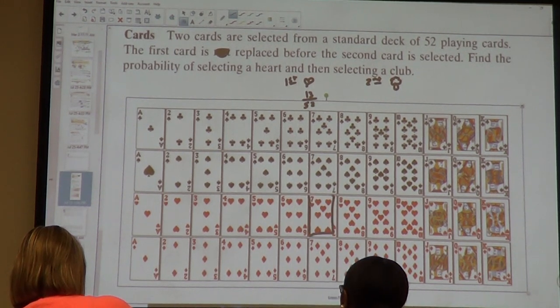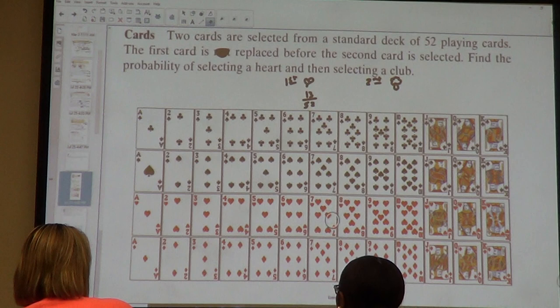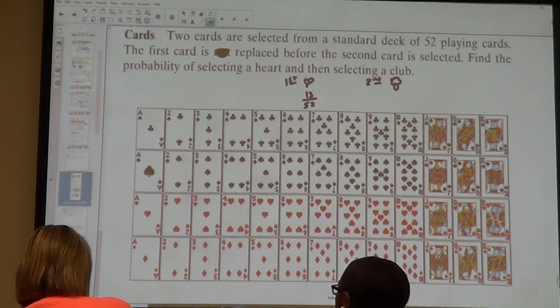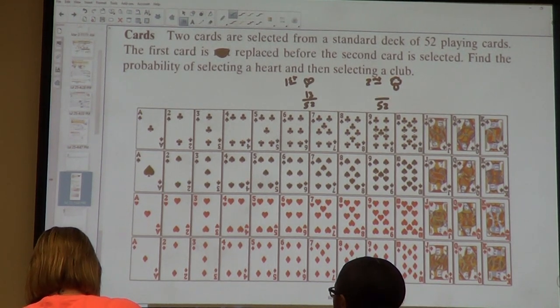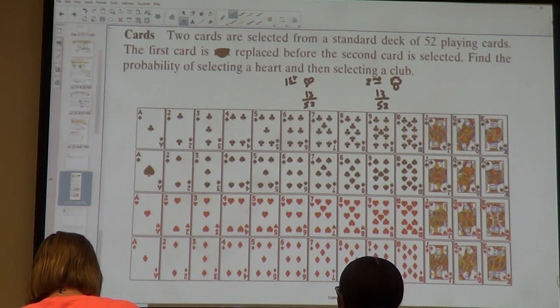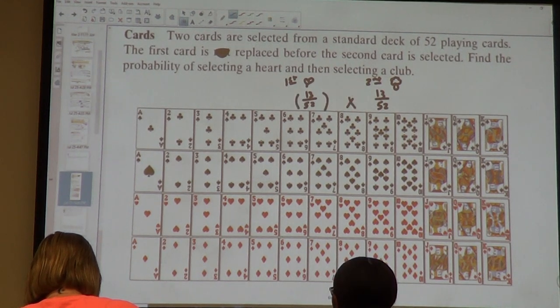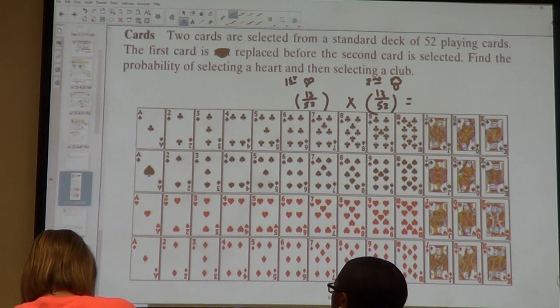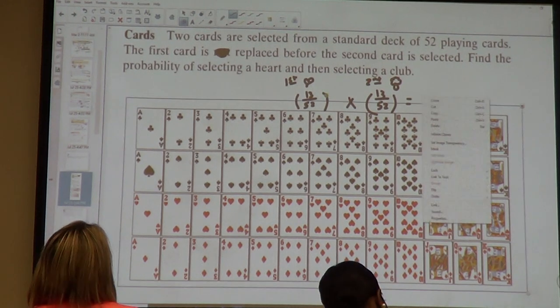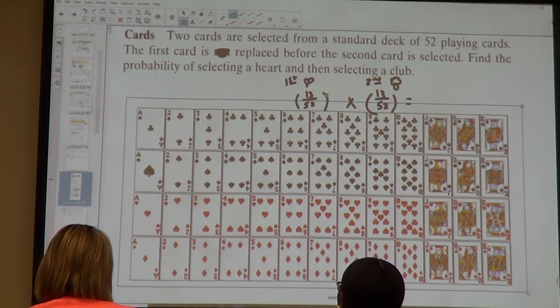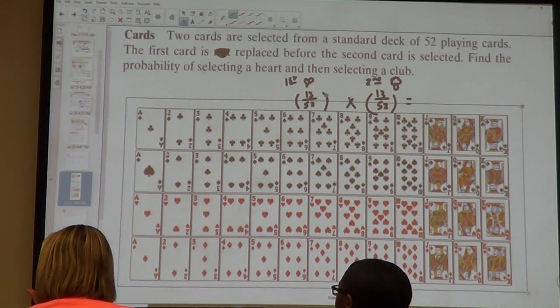So I look at this card and then I put it back in the stack. So the bottom is still going to be 52 and the top card is still going to be 13. And then I go to my calculator and I do 13 over 52 times 13 over 52. Whatever you multiply that out to be in your calculator is going to be the answer.